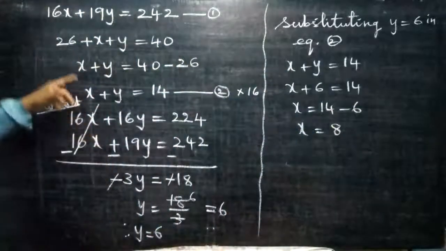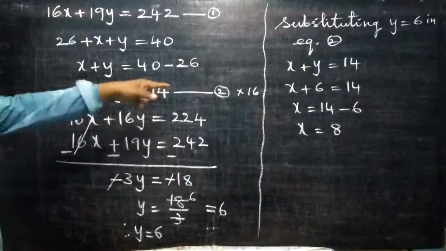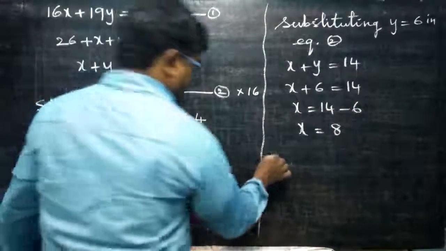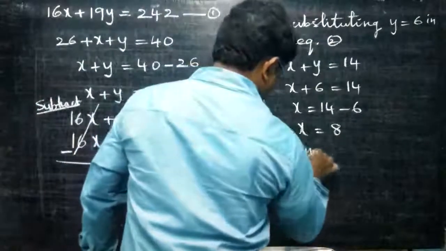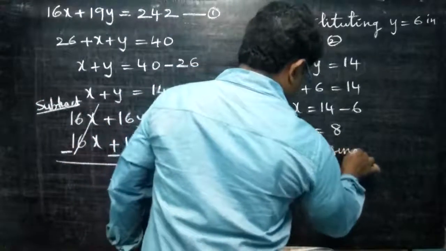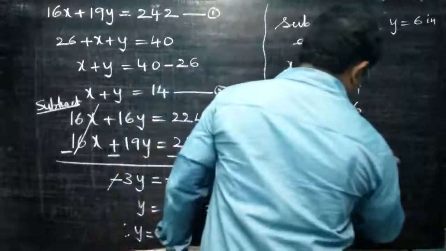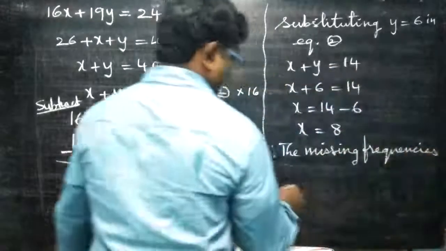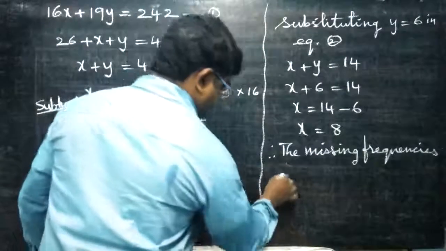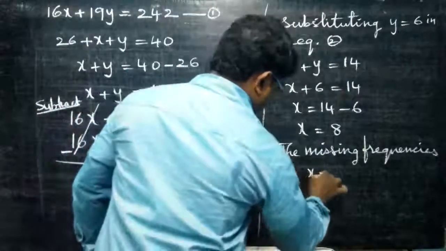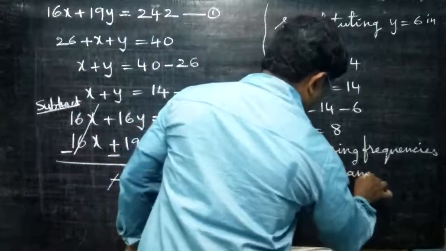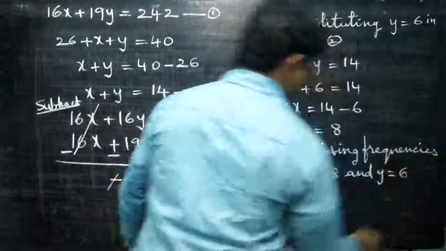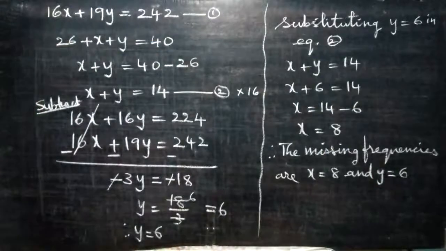They told us to find the missing frequencies. Now we got x as 8, and therefore the missing frequencies are x is equal to 8 and y is equal to 6. This is the way of solving.